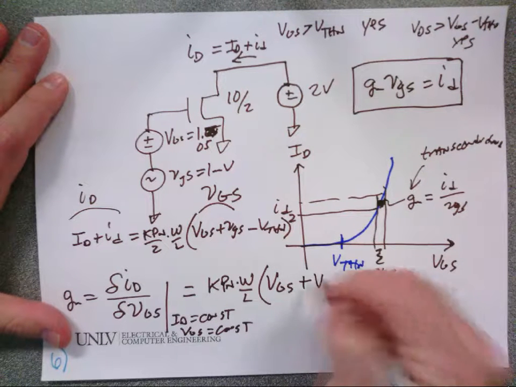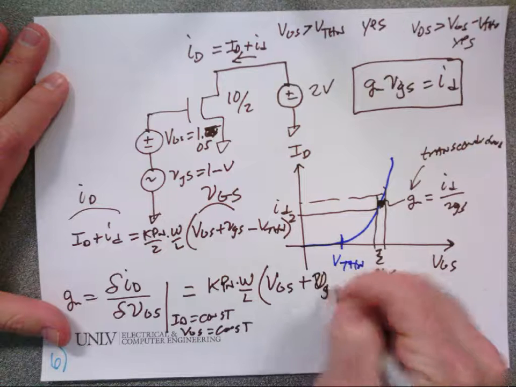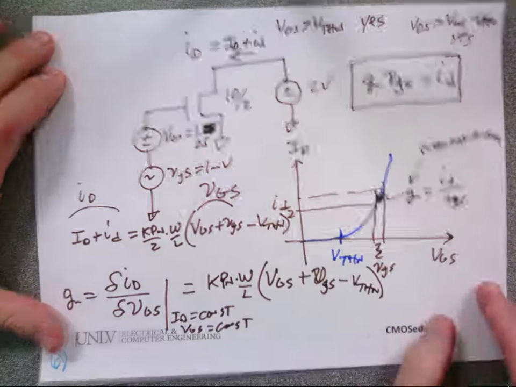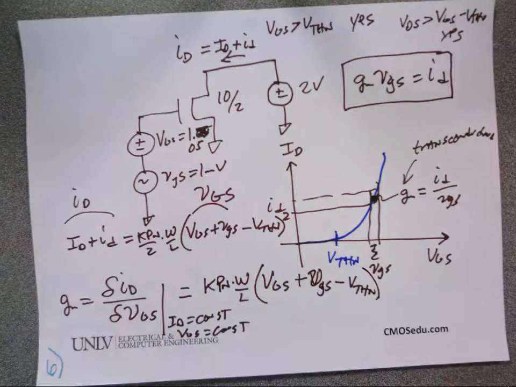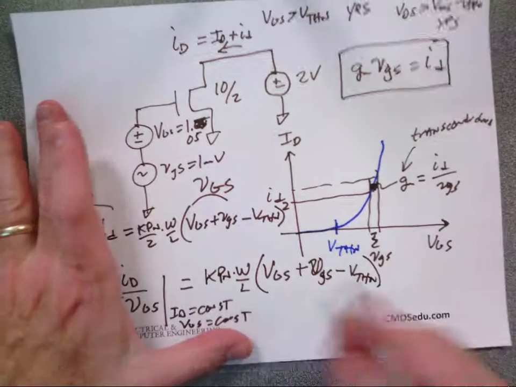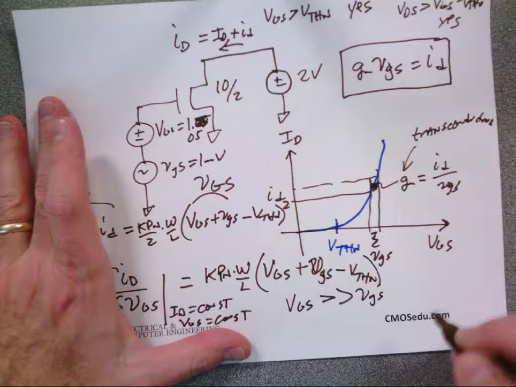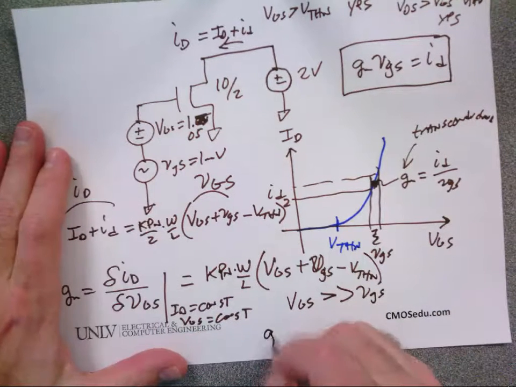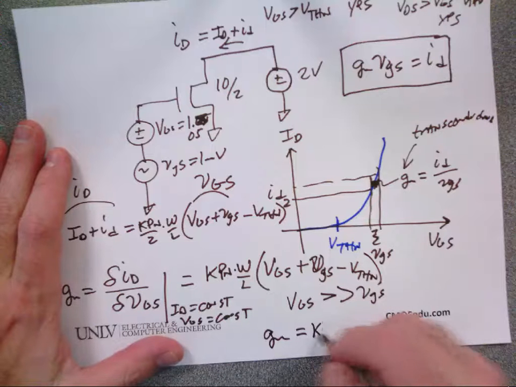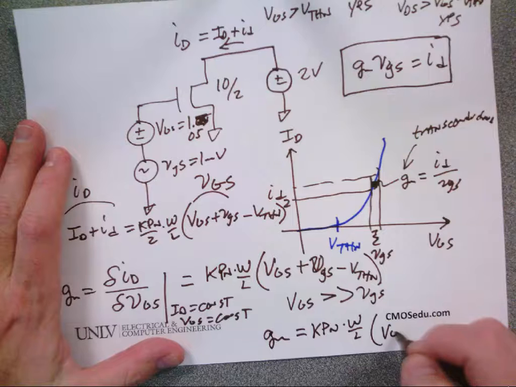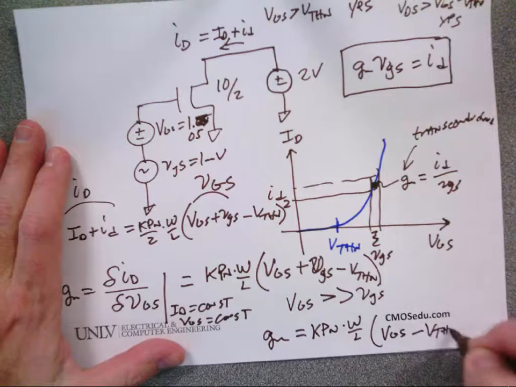Whoops. Let's write it out. Let's write VGS minus V threshold n. Is everybody cool with that? But if we make the small signal approximation that VGS is much, much larger than the small signal, we can write that gm is equal to Kp sub n times W over L times VGS minus V threshold n.